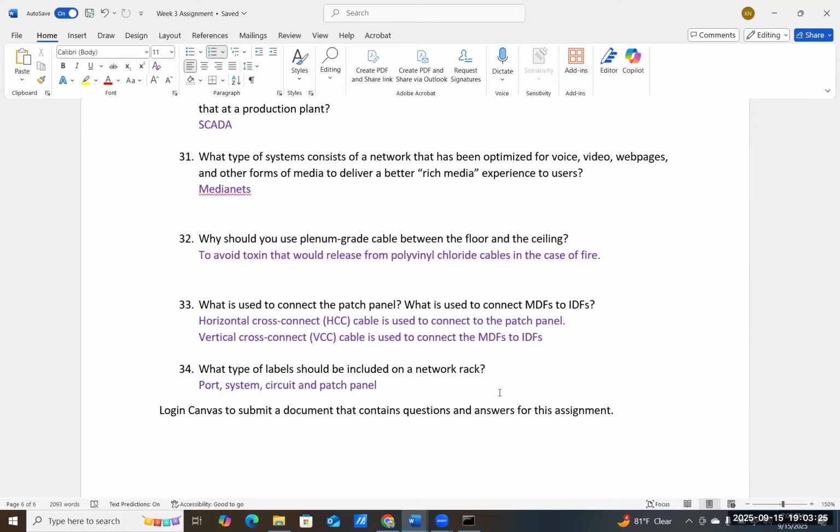That way you don't have to run all the cable; you can just go to the port and say, oh, that's system 24 at this location. So you would know. You need to label port, system, circuit, and patch panel. And if you think about it, it's really going to span out to the larger network. So that's what I suggest.